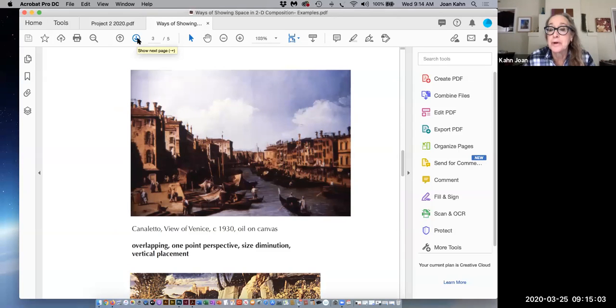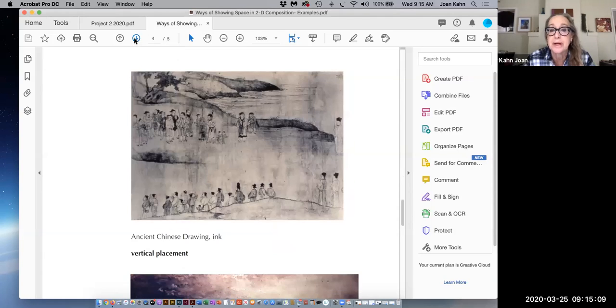This one has one-point perspective, right? It's Canaletto's view of Venice. It's very similar to what you did for the first project.